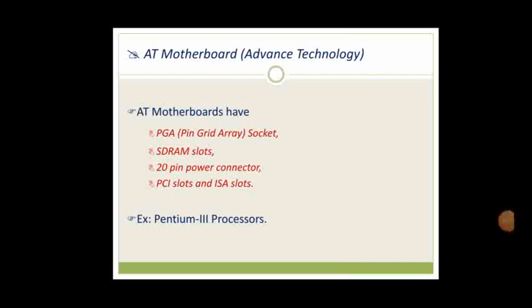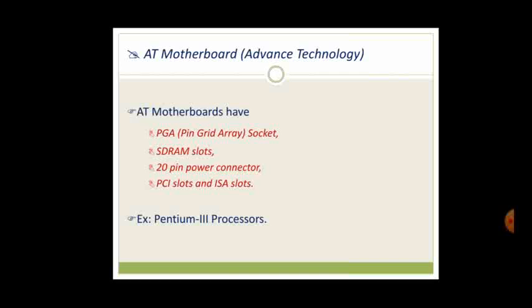Okay, next is AT motherboard. AT stands for advanced technology. In these motherboards we can see PGA socket, pin grid array socket, as compared to the previous motherboard's LIF socket. So PGA is the advancement to the LIF socket. Again this socket is also used to hold the processor. Next one is SDRAM, synchronous dynamic random access memory. In the previous one we have seen DIMM slots, here there are SDRAM slots.